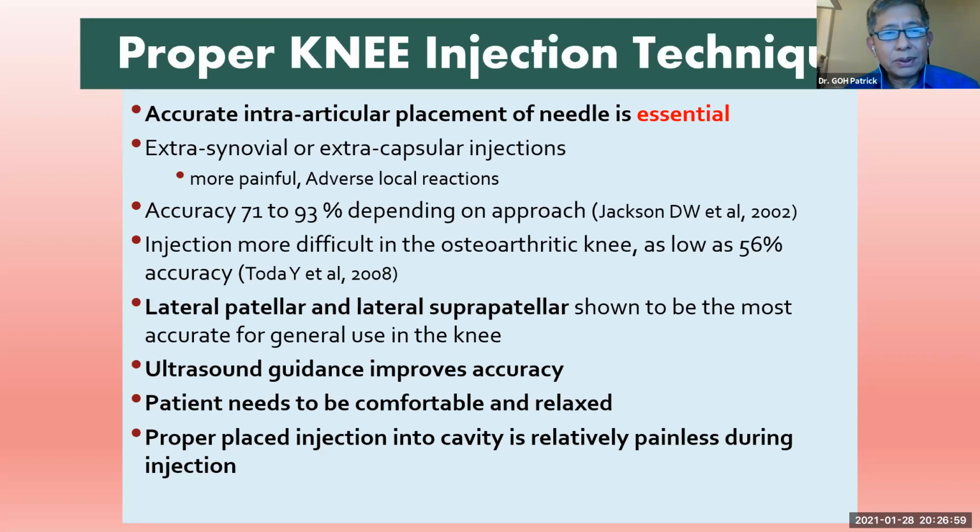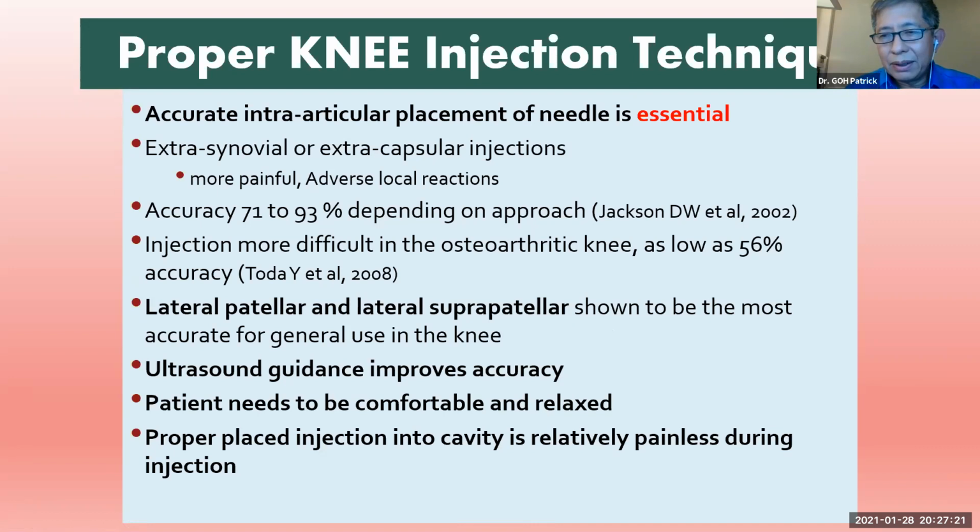So depending on approach, you get 71 to 93%. It's more difficult when the knee is osteoarthritic. Your spaces become smaller, your access points become smaller, right? The lateral patella and lateral suprapatellar injections are the favorites of most people, including myself. Ultrasound guidance improves the accuracy. Patients need to be comfortable and relaxed.